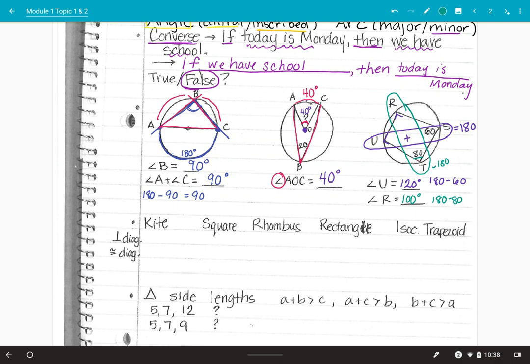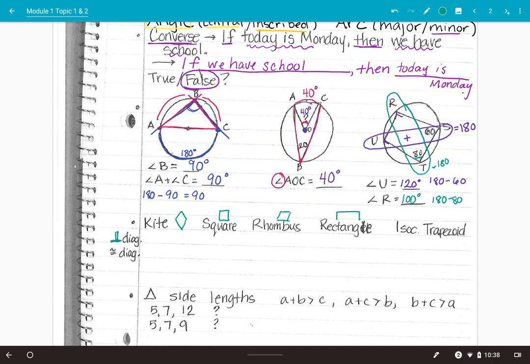Now the next one is going to be kite, square, rhombus, rectangle. Sorry, I wrote that one a little long. And isosceles trapezoid. The big things on these is make sure you know your shapes and also know which ones have perpendicular diagonals, that's the symbol for perpendicular, and if their diagonals are congruent. The nice thing is draw a picture if you don't remember the shapes. And these are just going to be rough shapes.